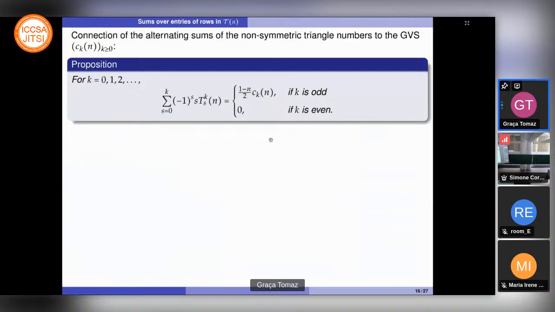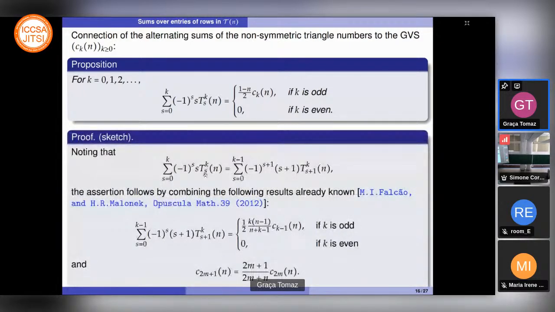In order to prove this proposition, we start with this equality, and we get the result by combining these two expressions, these two results already proved in this paper of Opuscula Mathematica.